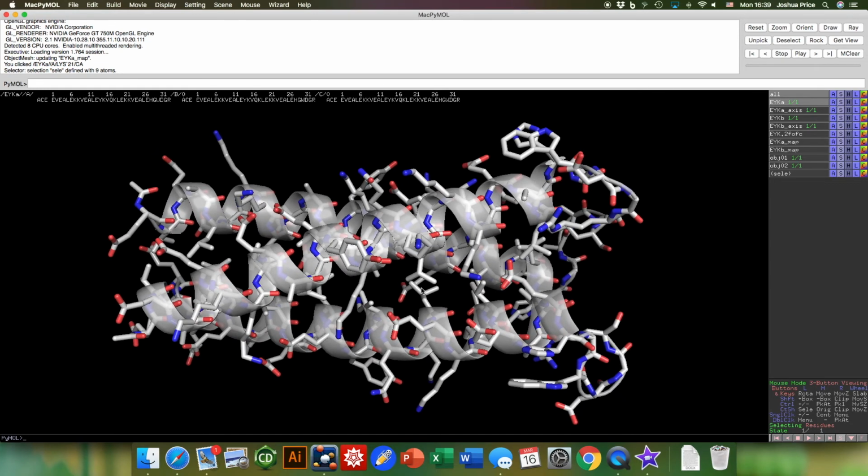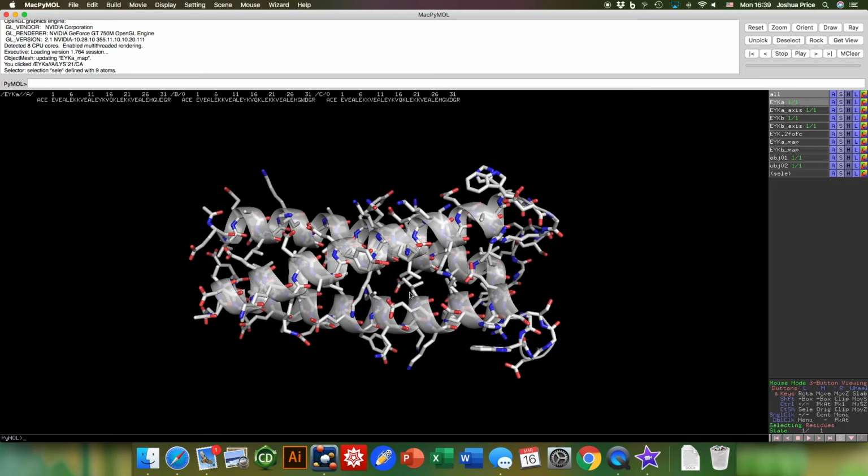I'm showing you now a peptide called EYK. It's one that we made in my lab, and it's one that forms a triple helix bundle, a three-stranded helix bundle, 3 helices wrapped around themselves.